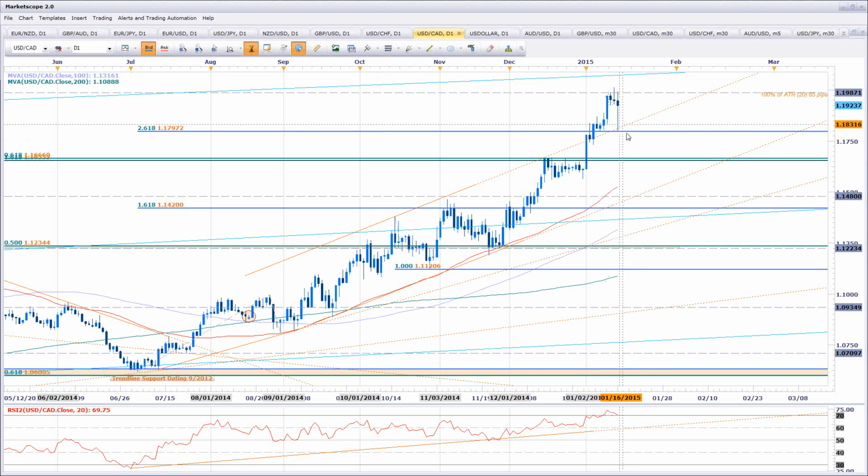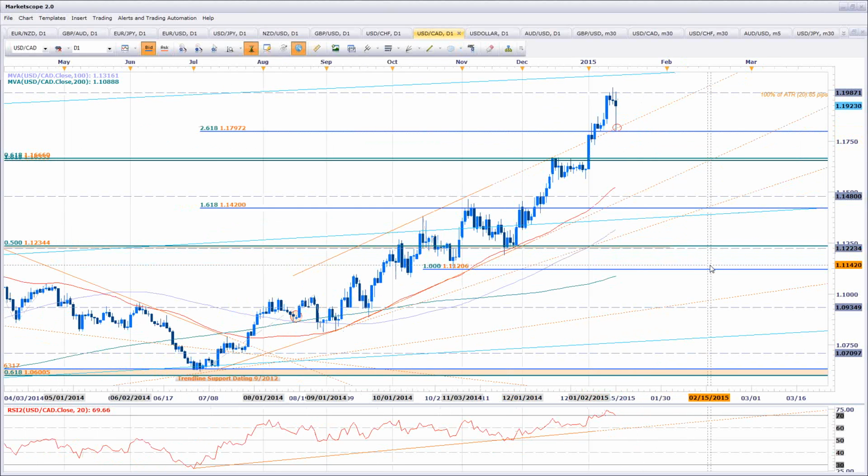Okay, so right off the bat, you're looking at that 2618 off the lows from July. You're looking at former trendline resistance, now support. You're looking at the weekly opening range low. This is the region of support you need to get through before you start to look for a deeper type of recovery here in the dollar CAD.